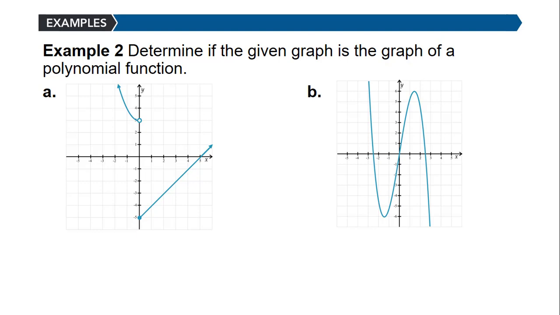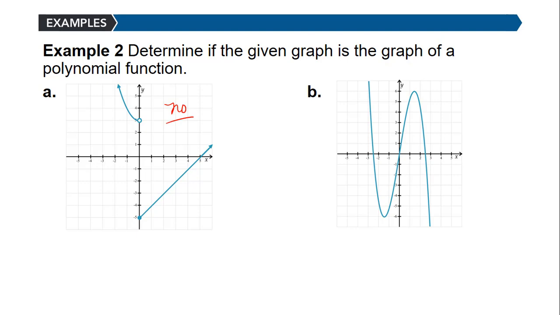Now in this next example, I just want you to think about, is a given graph the graph of a polynomial function? And so in part A, I have this piecewise defined function actually. So it's a part of a parabola that goes from the left to the point 0, 3 with an open circle. And then it picks up at 0, negative 5 and goes through the point 5, 0, which is a part of a line, and extends. So this one cannot be the graph of a polynomial function because there's breaks and gaps in that particular graph.